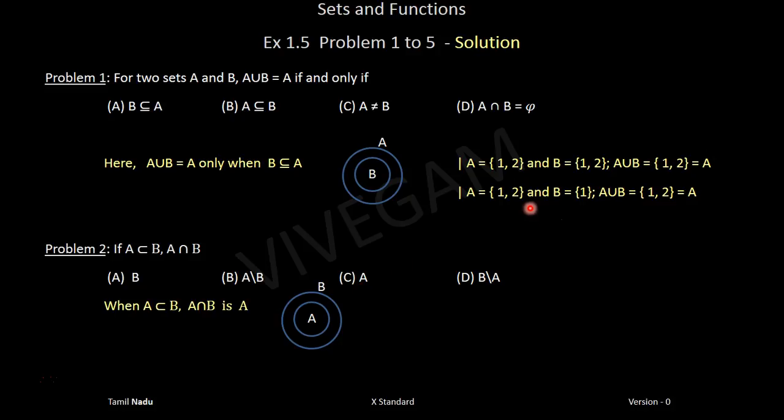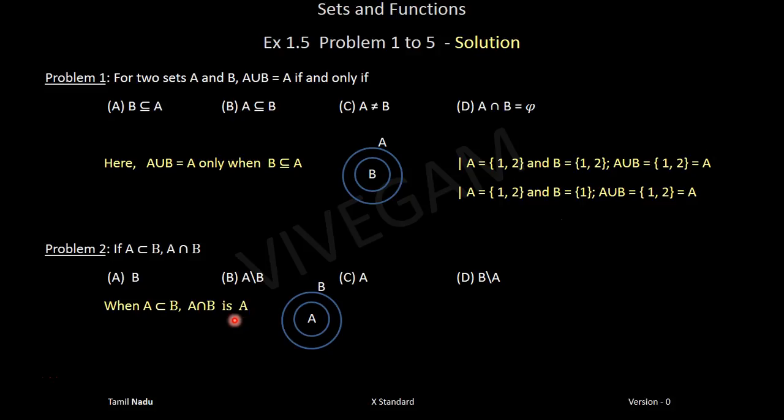You can try an example this way also, and you will be able to get the same answer. But here, B is a subset of A, right? But anyway, we'll do this problem. So what will be B intersection A? B intersection A will be element 1, which is B itself. So that's what is coming out here. So when A is a subset of B, A intersection B is A itself.